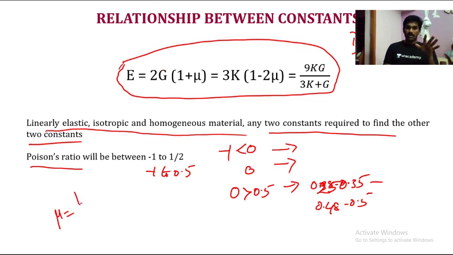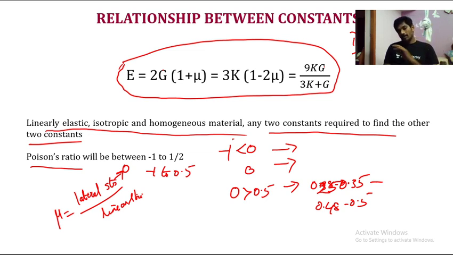What is the formula for Poisson's ratio? Lateral strain divided by linear strain. When will you get the zero value? When the numerator is zero, that is, if the lateral strain is zero. Take a cork and insert it into the neck of a bottle. There will not be any lateral strain, only linear strain, so zero by anything is zero. Hence a cork inserted into a bottleneck has a Poisson's ratio of zero.